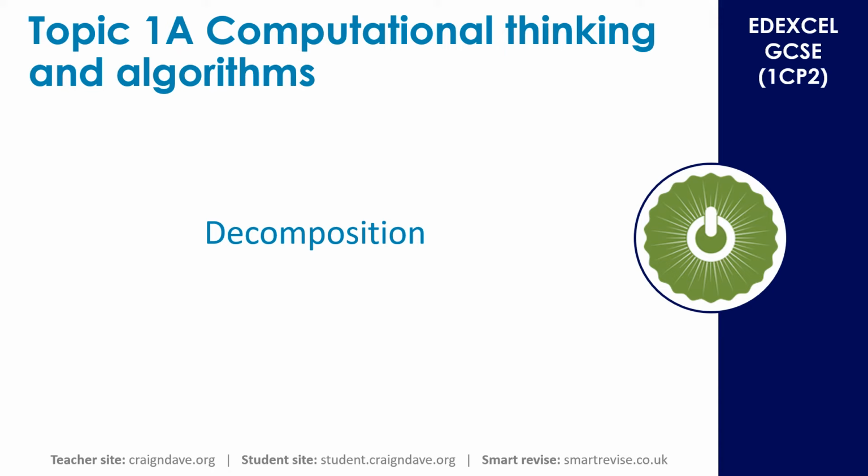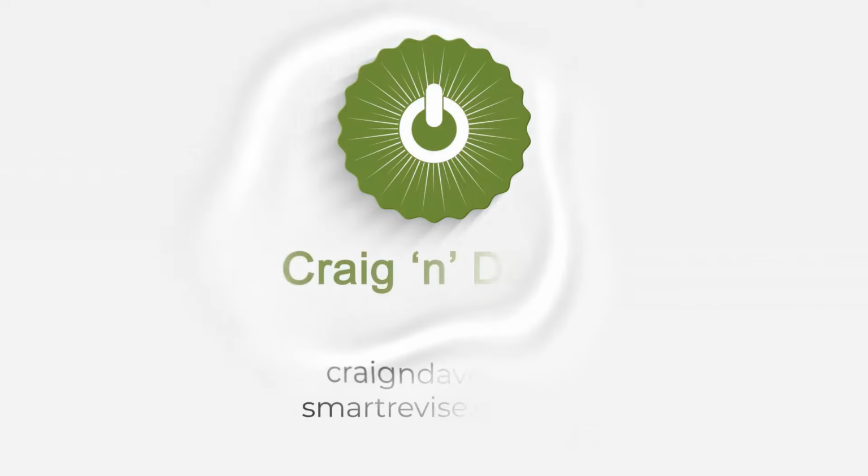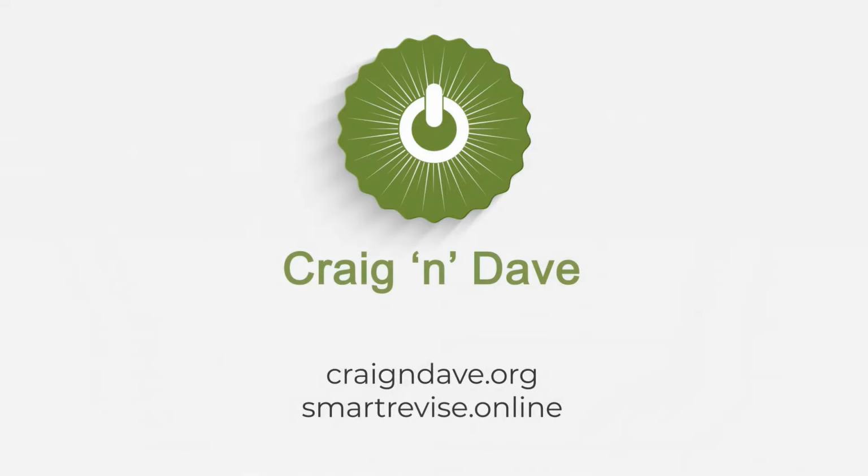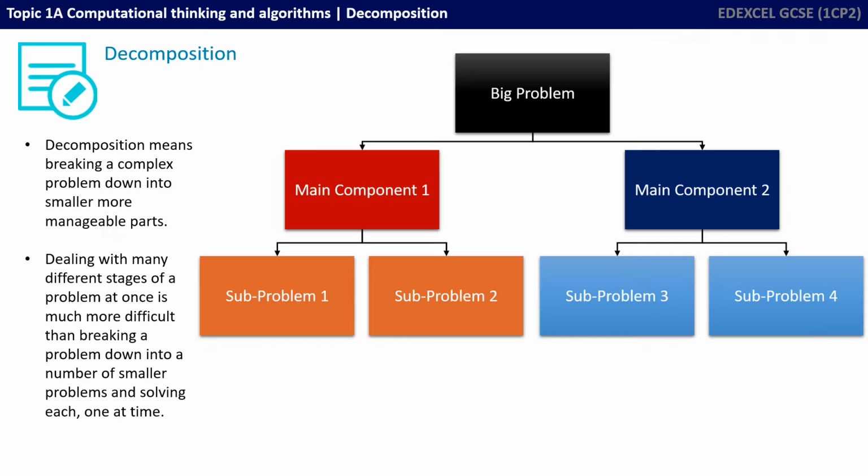In this video, we're thinking about the computational thinking concept of decomposition. Decomposition simply means breaking a complex problem down into smaller, more manageable parts. If you're to become a successful programmer, this is a core skill.